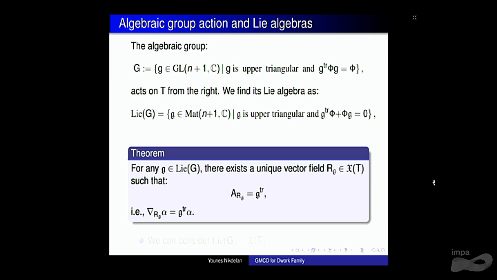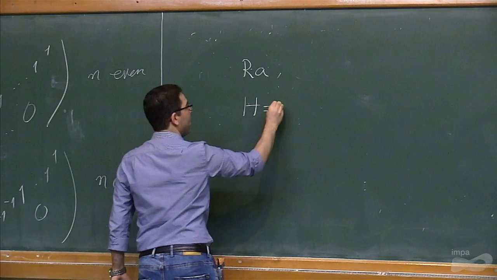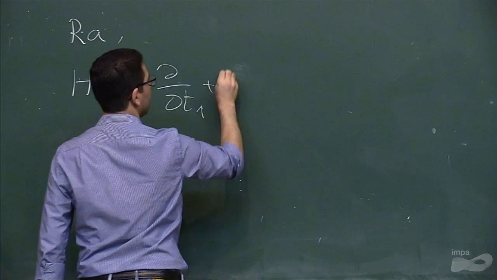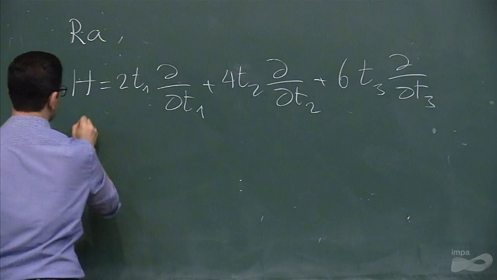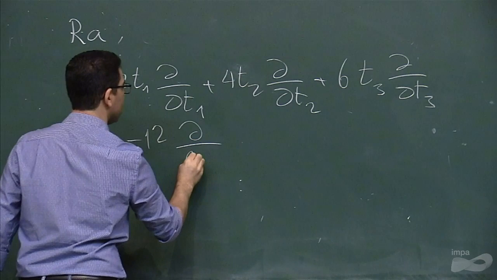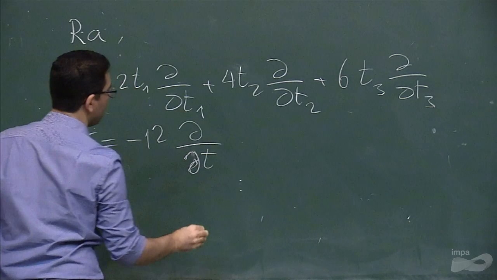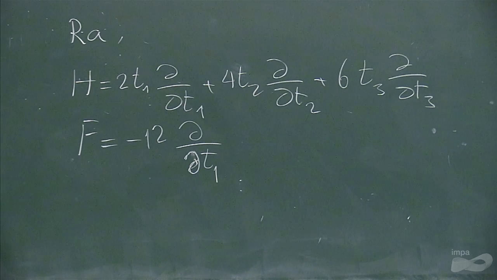Another property that we saw about the Ramanujan vector field was about the SL2C Lie algebra. We found that the Ramanujan vector field, together with this vector field and this constant vector field, here we had, if I am right, T1. These three vector fields construct SL2C.